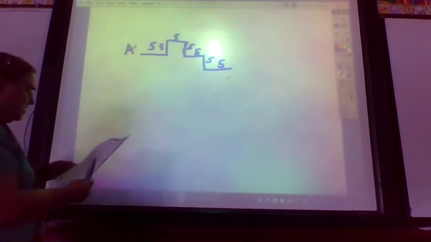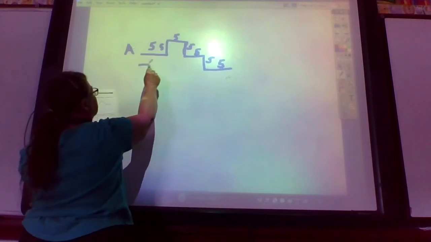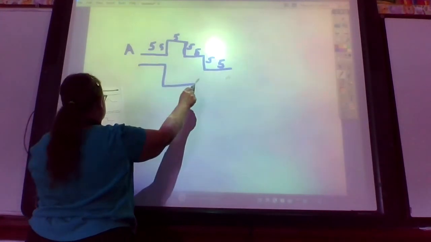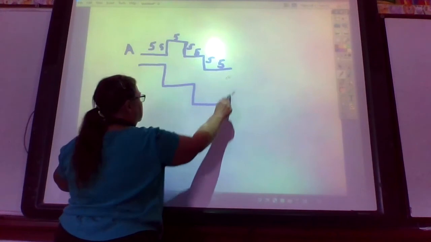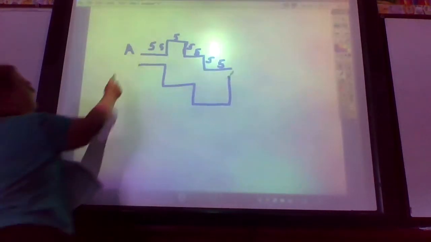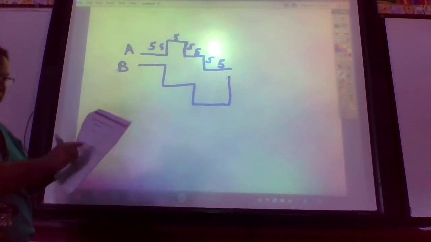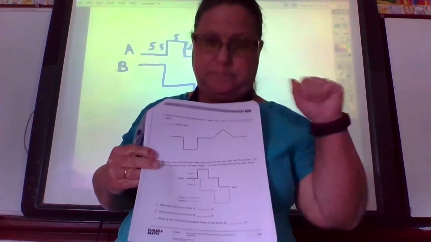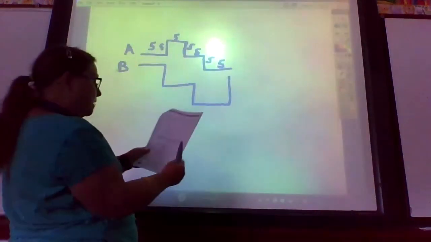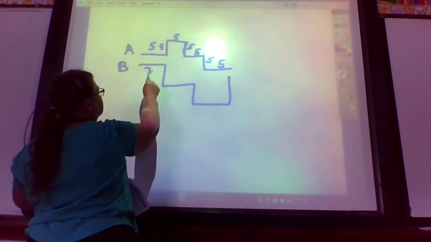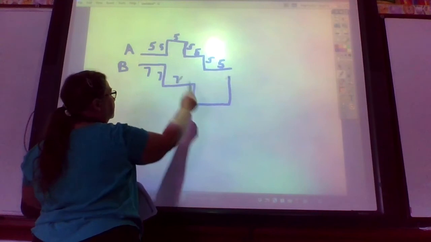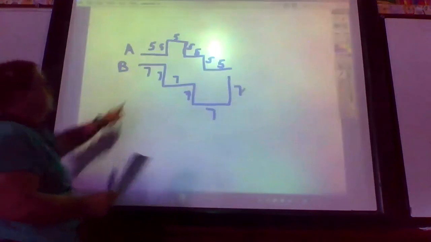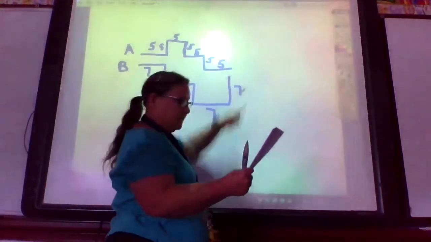Then the other route that he took starts at the same place. That's the dotted line on your paper. And it goes down, over, down, over, and up. So this is Route B. You can see we have a solid line, which is A, and we have the dotted line, which is B. So Route B, they're all sevens. This is a seven, and this is a seven. One, two, three, four, five, six.